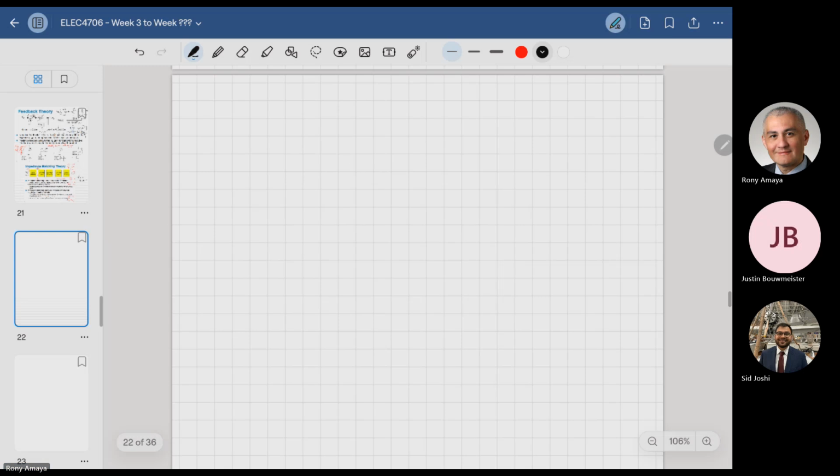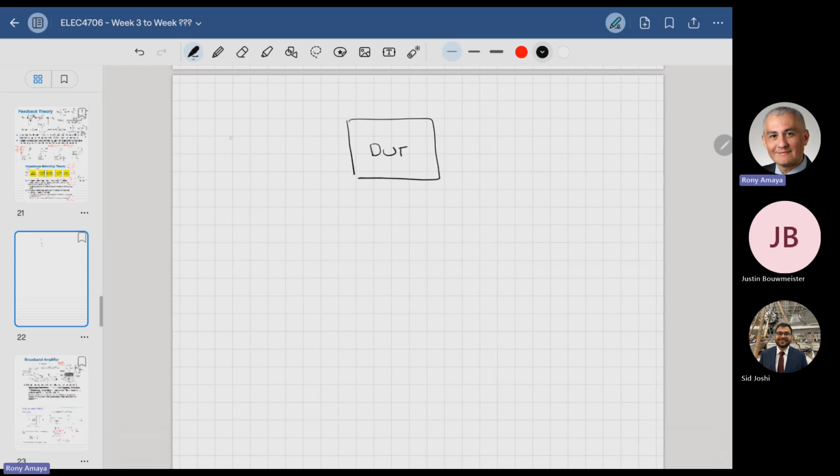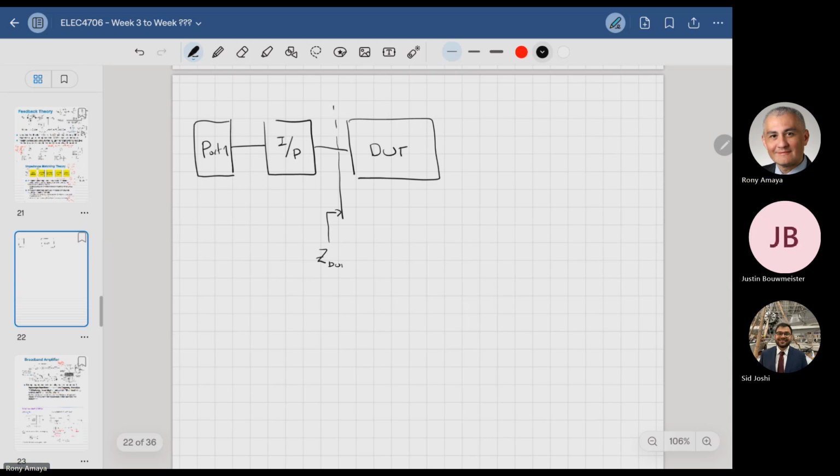So you have a DUT, I'm going to do one side, and you have your port 1. And you have to actually do matching. This is basically your input matching, right? The actual DUT has an impedance, Z_DUT, and we're trying to figure out what we have to present.